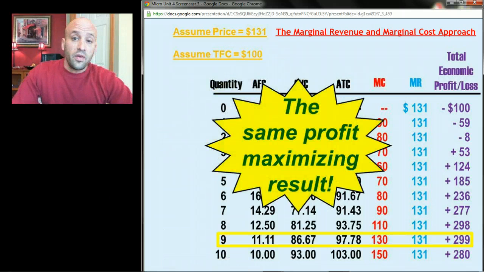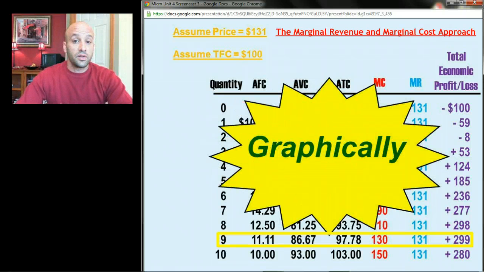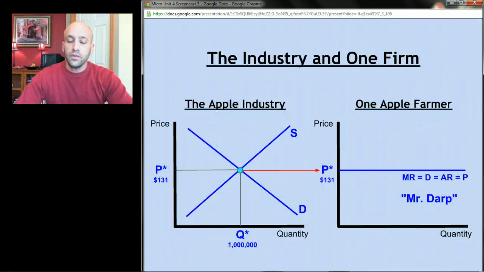We get the same profit maximizing result as last time using the total revenue, total cost approach. Let's see what that looks like graphically. To do that, we're going to go back to our graphs for perfect competition. Remember, we have the industry on the left-hand side with supply and demand. We have one individual firm on the right-hand side, one apple farmer. And so far, we've drawn one line and we've called it Mr. Dark. It's equal to marginal revenue, it's equal to demand, it's equal to average revenue, it's equal to price.